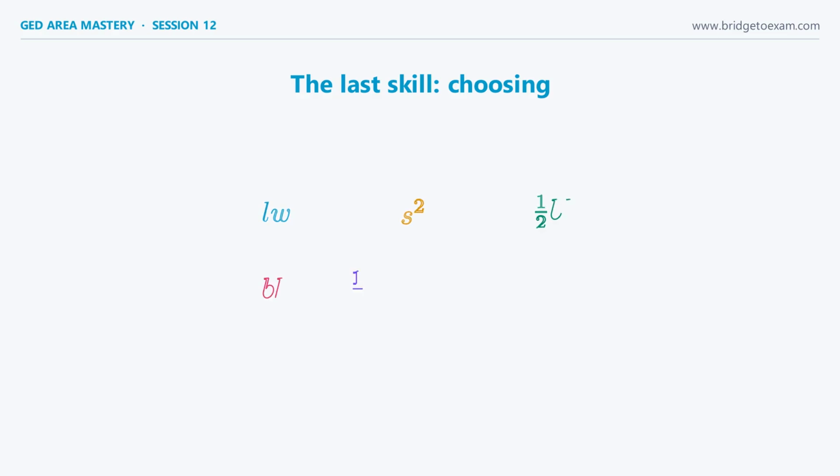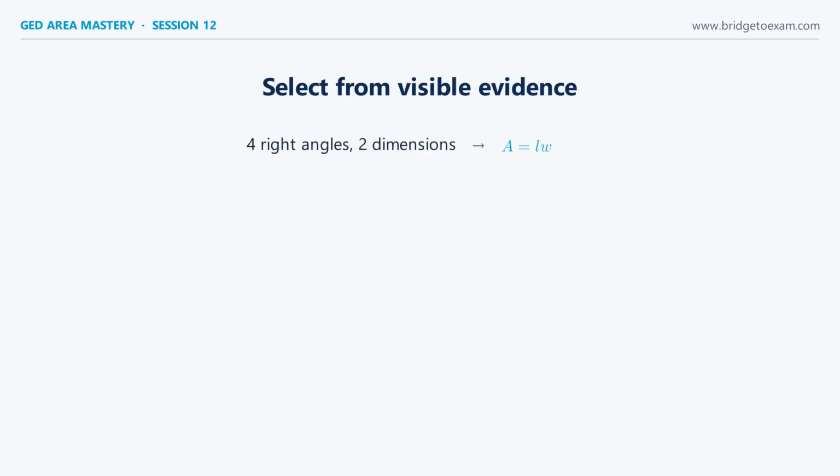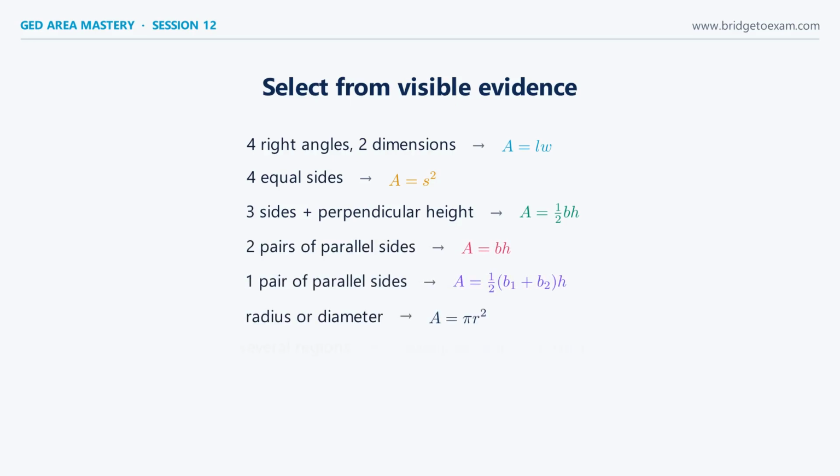Welcome to Session 12, the last one. You now know every area formula the GED can ask for. The final skill isn't another formula, it's choosing the right one under time pressure. So select from visible evidence, not a hunch.